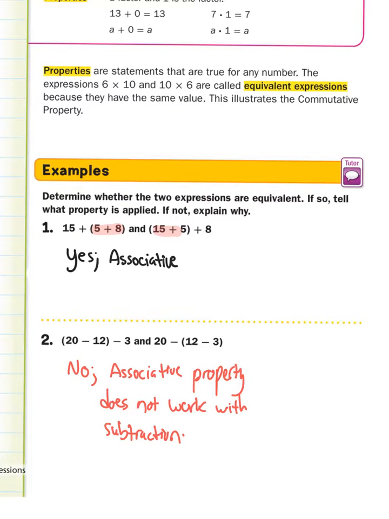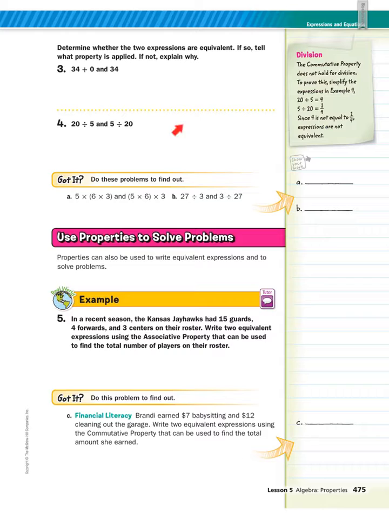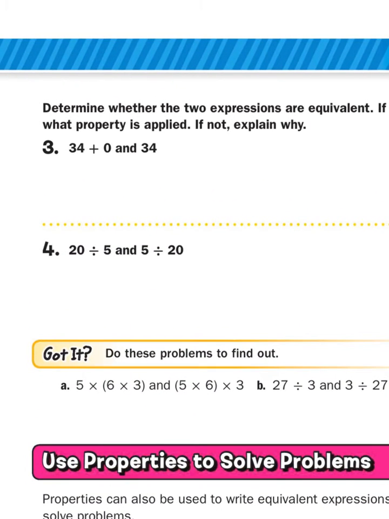All right, now let's go on to the next. We have two more examples at top here. Same directions. Are they equivalent, yes or no? If yes, what property? If not, explain why. So let's look at 34 plus 0. So are 34 plus 0 and 34 equivalent? Well, the answer would be yes. Now here's how I know. It was the identity property. Now, remember what the identity property says. The identity property says, in addition, you can add any number to 0, or 0 to any number, and the number will stay the same. So 34 plus 0 will stay 34.